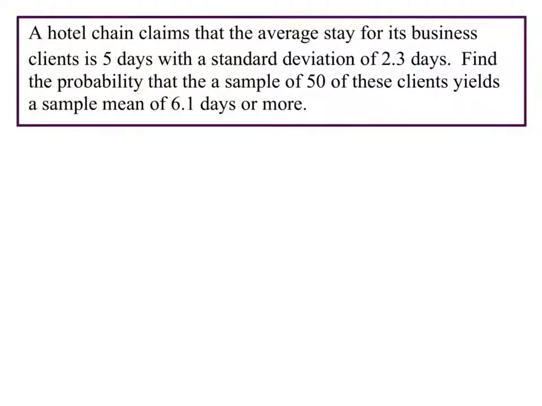A hotel chain claims that the average stay for its business clients is 5 days with a standard deviation of 2.3. Find the probability that a sample of 50 of these clients yields a sample mean of 6.1 days or more. So once again, we hope it's a simple random sample. We only have one condition now, and that is that 50, our sample size, should be less than or equal to 1/10 the population of all clients. This is a hotel chain, so we're going to assume there are more than 500 clients. So we can proceed.